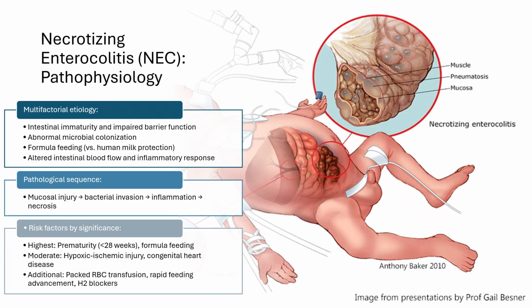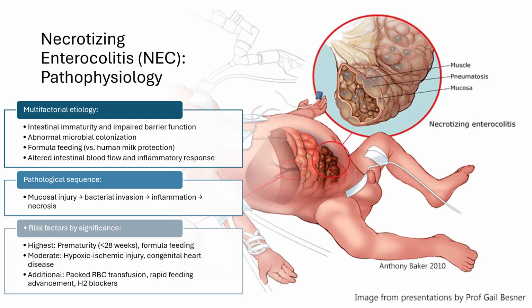The second critical component involves abnormal microbial colonization. In healthy development, beneficial bacteria gradually colonize the intestine, creating a protective environment. However, the NICU environment, with its necessary but disruptive interventions like antibiotics and invasive procedures, disrupts this natural process. Instead of beneficial bacteria establishing dominance, potentially harmful organisms can flourish unchecked.